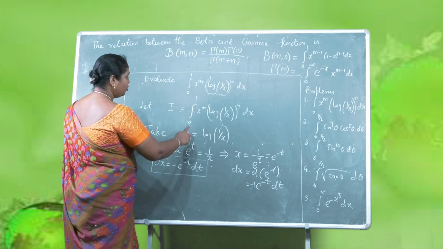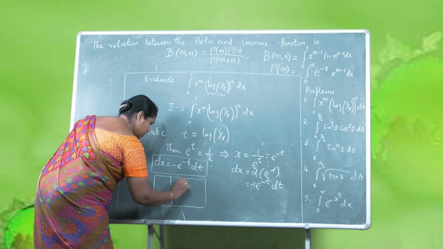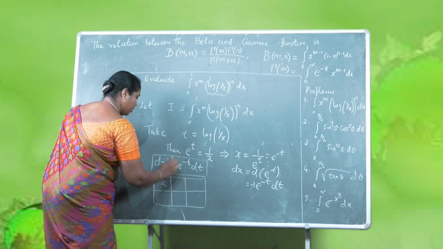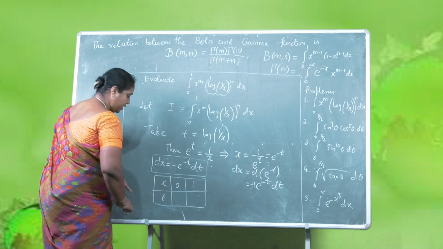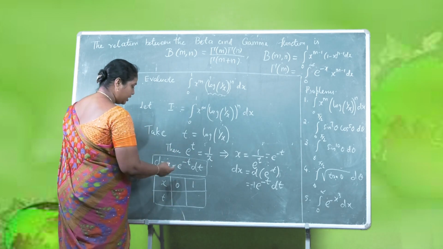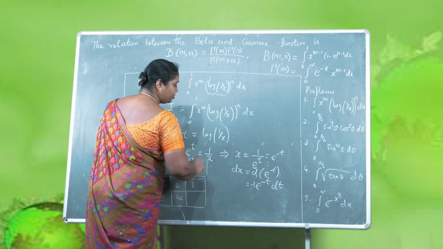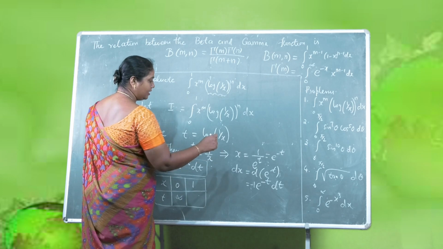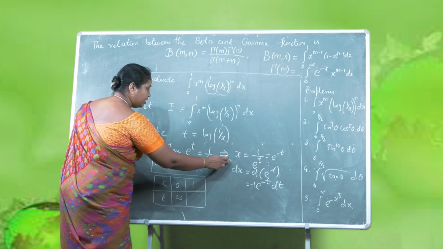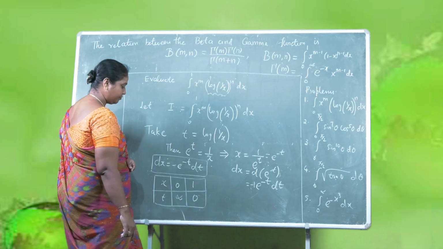Then we have to calculate the limits. The limits of x are 0 and 1. When x equals 0, t will be infinity; that is, as t tends to infinity, e power minus t goes to 0. If x equals 1, then t will be 0.